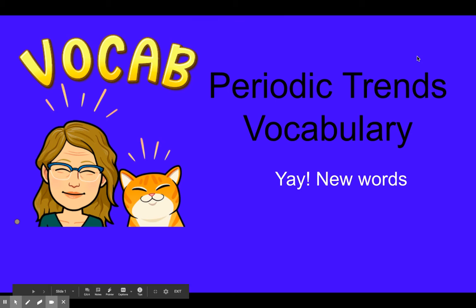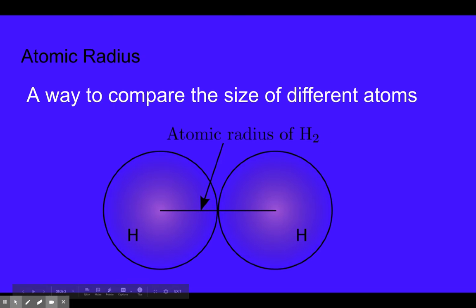Okay, so periodic trends vocabulary. We've already talked briefly about atomic radius. It's a way to compare the size of different atoms. And you can see how they actually measure the radius of atoms. It's a little bit different than you would normally measure a circle.